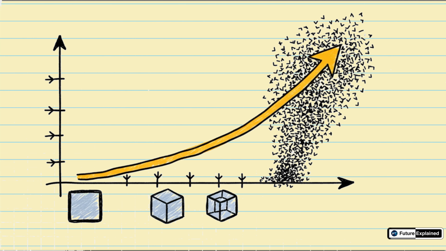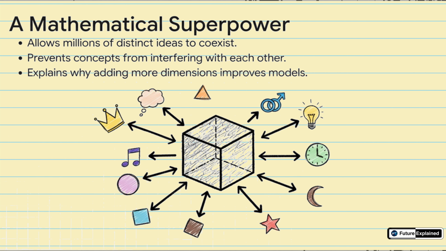The answer is just astounding. The number of almost orthogonal vectors you can cram into a space grows exponentially with the number of dimensions. This isn't just some neat math trivia. This is the fundamental secret that makes large language models possible in the first place.